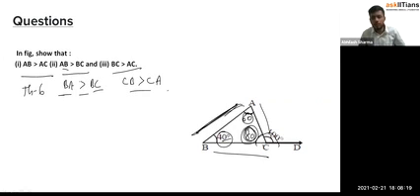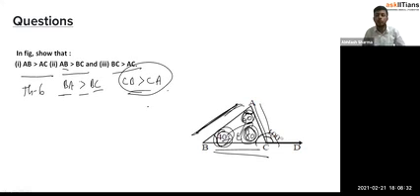So C is the common vertex here, right? So obviously 60 degree is more than 40 degree. So side opposite to 60 degree will be greater than side opposite to 40 degrees. So CB greater than CA. So easily we have proved these questions using theorem 6.